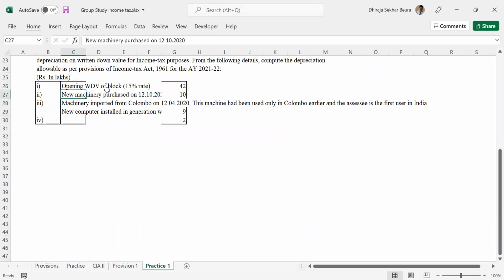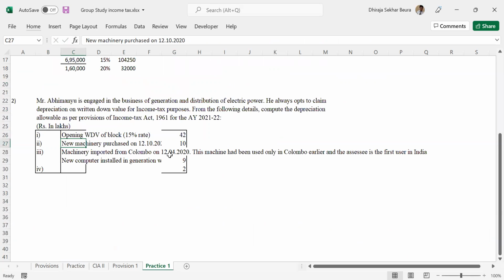All right. So the question reads like this: Mr. Abhimanyu is engaged in the business of generation and distribution of electric power. He always opts to claim depreciation on written down value for income tax purposes. For the following details, compute the depreciation as per provisions of the Income Tax Act. Opening WDV of the block, 15% rate, they have very clearly said 42. The rupees are given in lakhs.